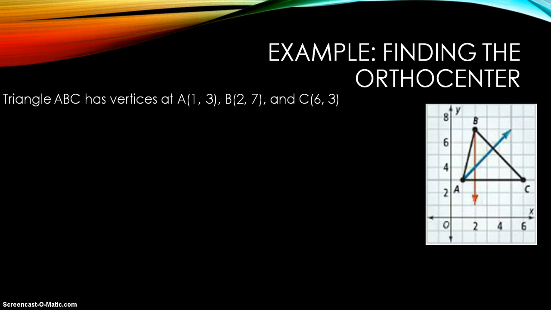Now we're going to start with doing it kind of the easy way. So we're going to start with the line that's horizontal. Again, remember the altitudes are perpendicular to the opposite side, so it's got to go straight up and down this direction through that vertex. So that's the easy one to draw.